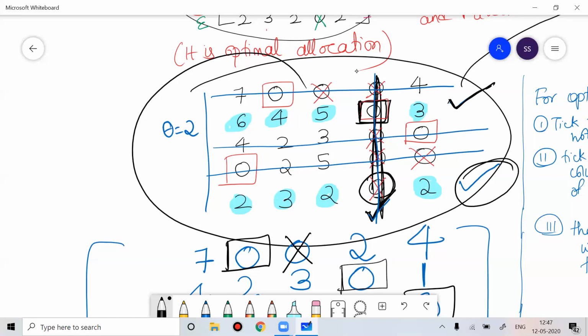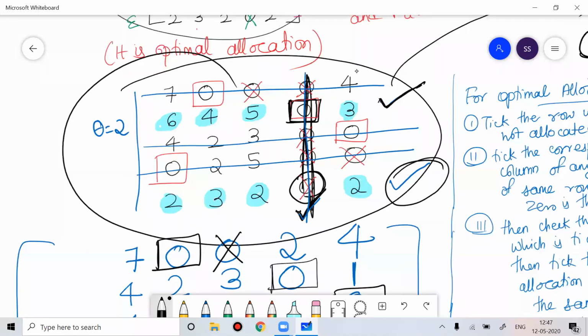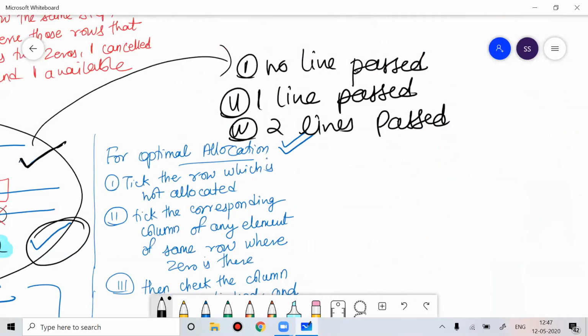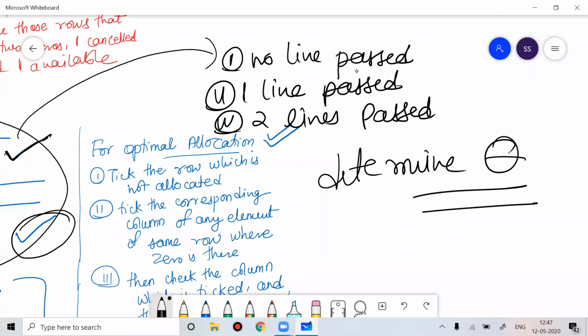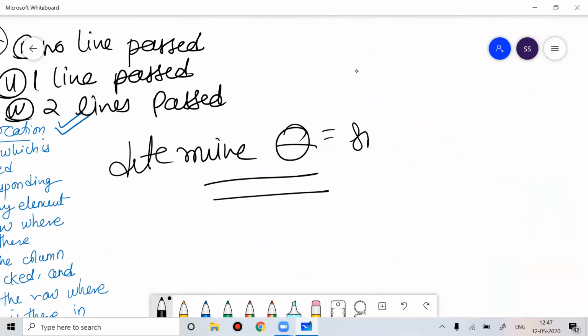Okay. So now you have to determine theta. Now once you understood this, you have to determine theta. So what is theta? Theta is the smallest element.